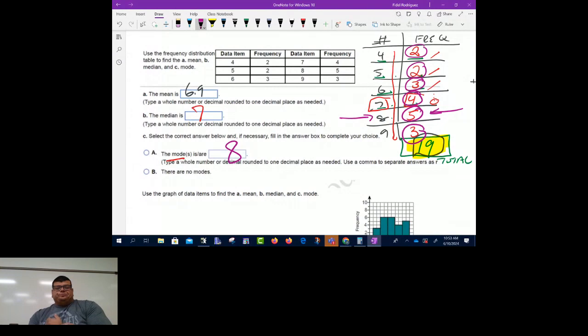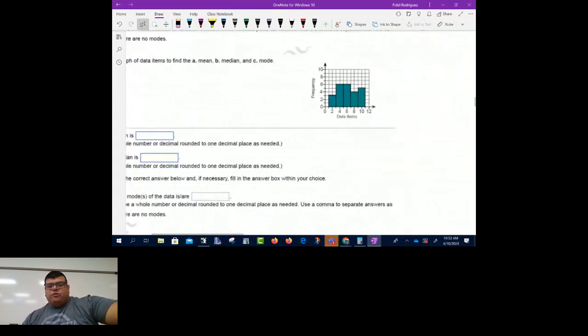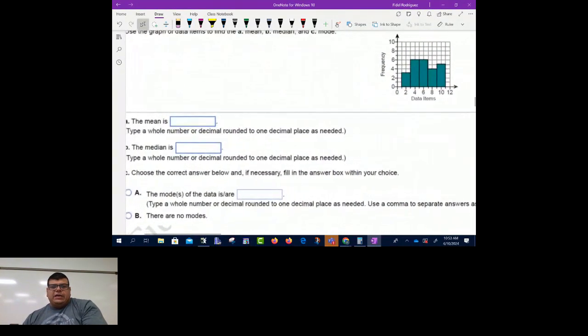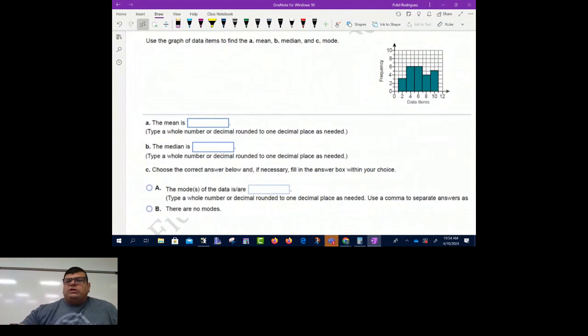All righty. We're going to do the same thing for the next one, okay? So here we have a histogram, and I'm going to do the same thing here. I want you to think about this for a minute. I'm going to try to use red just so I can see a little better. How many times does the number 2 appear? It appears 3 times.